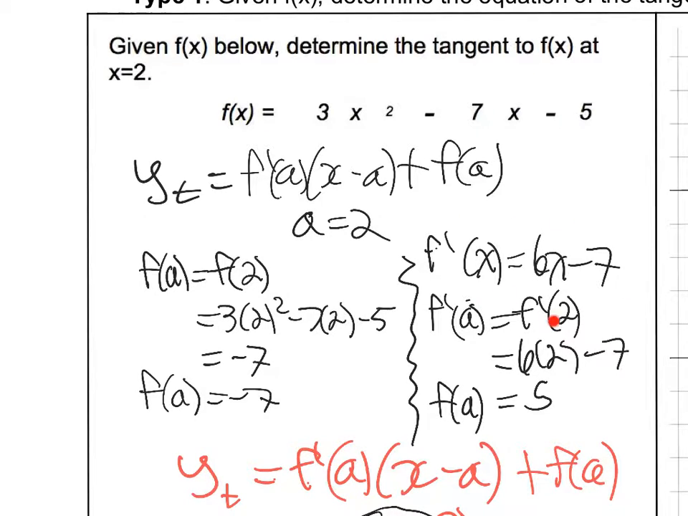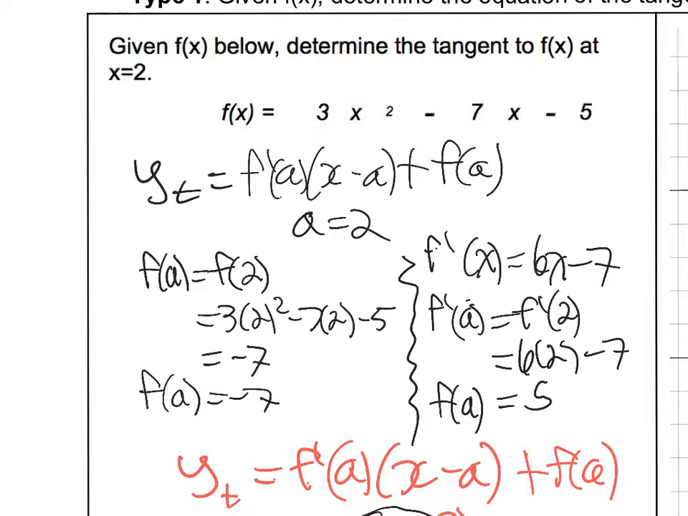Now what I'm going to do is substitute 2 into the tangent slope curve to get the tangent slope at x equals 2, which we call our a value. So I'm just going to replace that x right there with 2. 6 times 2 is 12, minus 7 is 5. So our f prime at a is 5. In other words, the slope of that tangent line is 5.